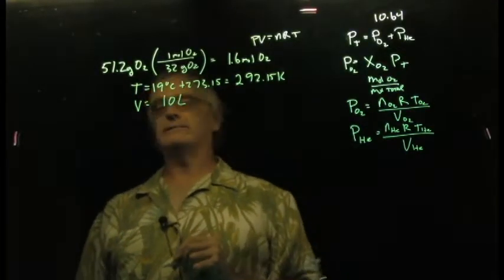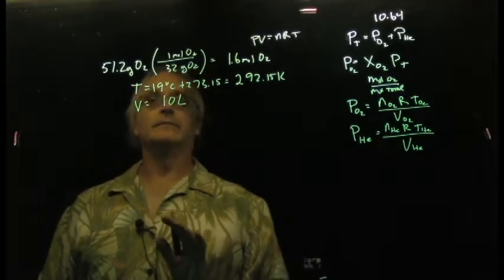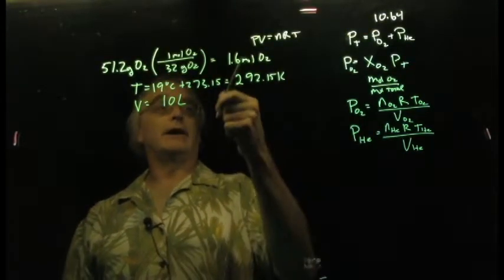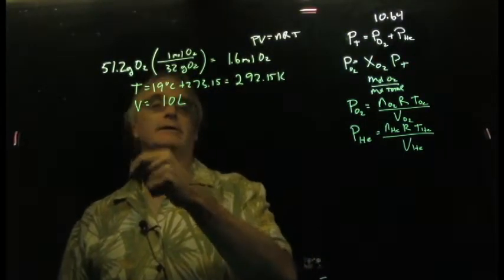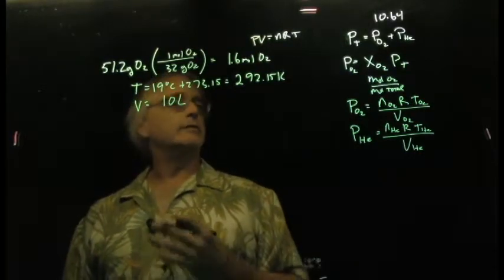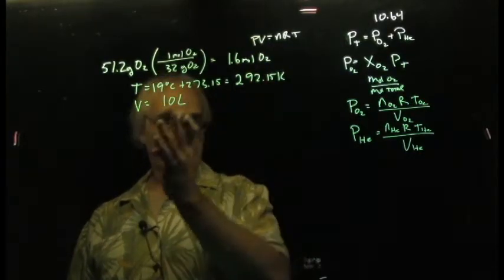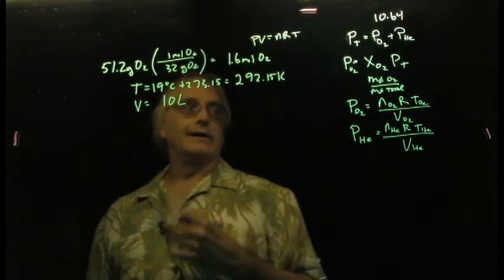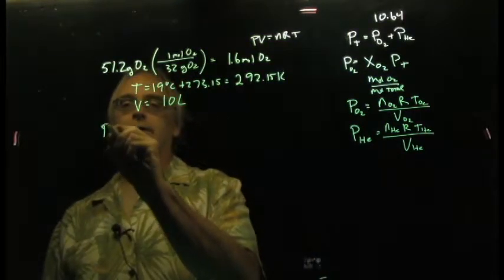The volume of this container, believe it or not, they actually gave it to us in liters. Didn't even have to do any converting. Kind of generous of them to do that. So there it is. I have my moles, I have my temperature, I have my volume. As always in this game, when you're using the ideal gas law, there are 3 of the numbers we need to calculate the 4th one. Off we go.